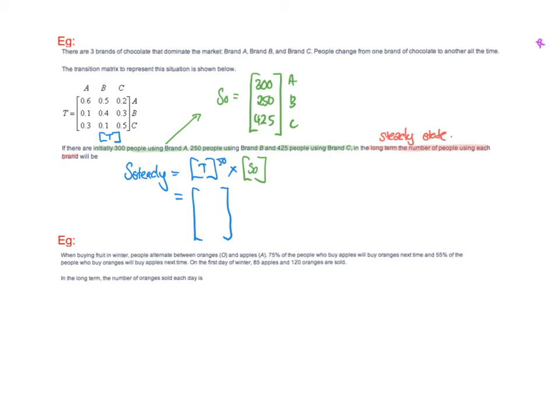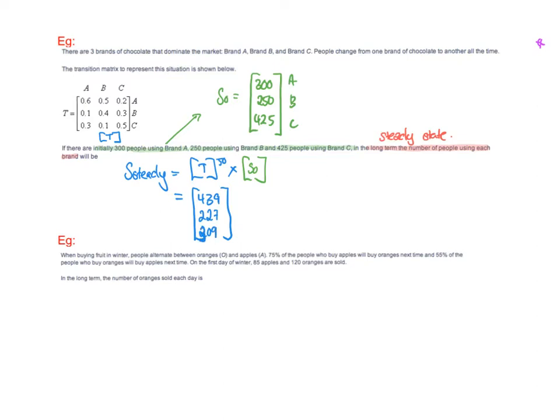So I've got 438.7, so I'm going to say 439, and this is 227. Okay, and then this one is 309. Now, did you see how I read that? I'm going to pause it there.